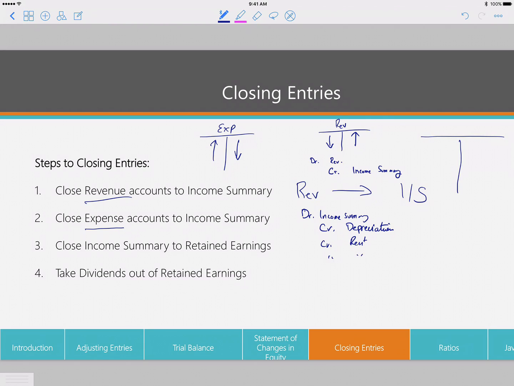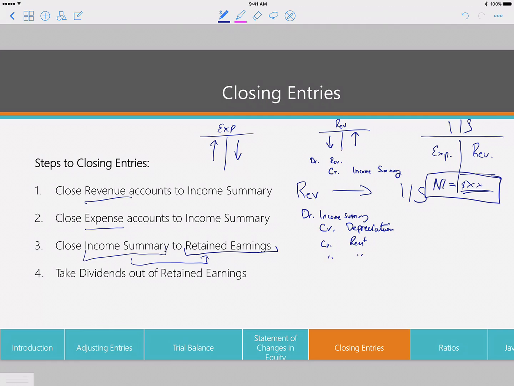Then, once you have your income summary account, right? So all of our revenues went over here, all of our expenses went here, and your ending balance on your income summary should be equal to your net earnings, to your net income. You can double check this with your income statement. It should equal. You close your income summary to the retained earnings account. And by doing this, we close all of our temporary accounts, all of our income statement accounts, and we move it to the balance sheet.